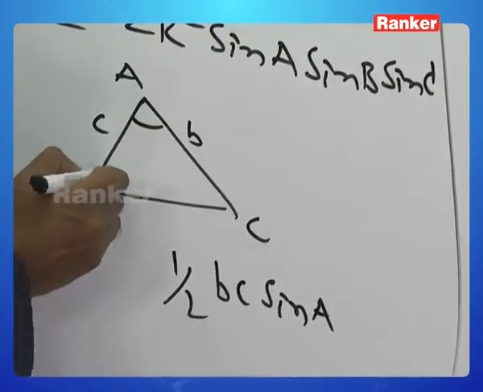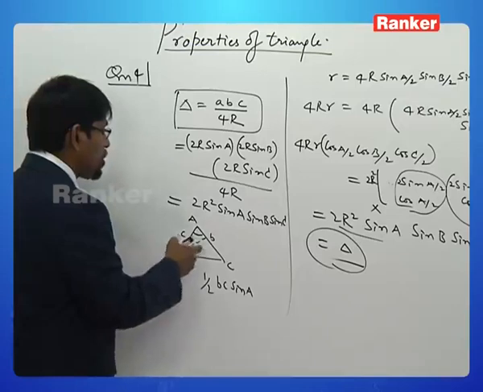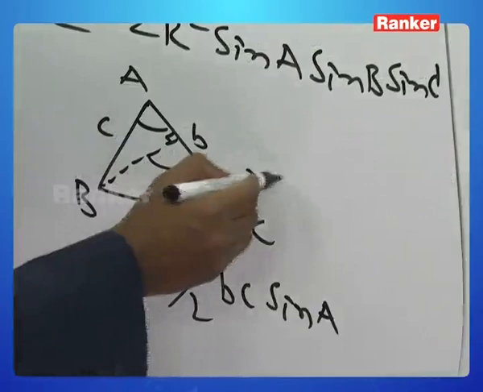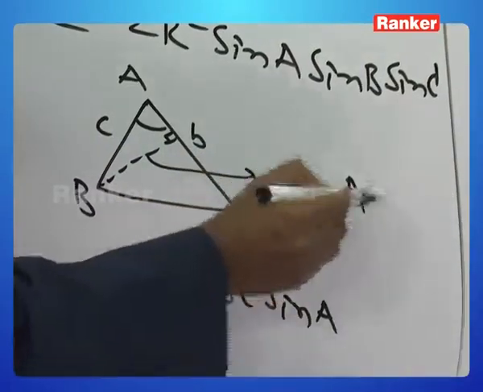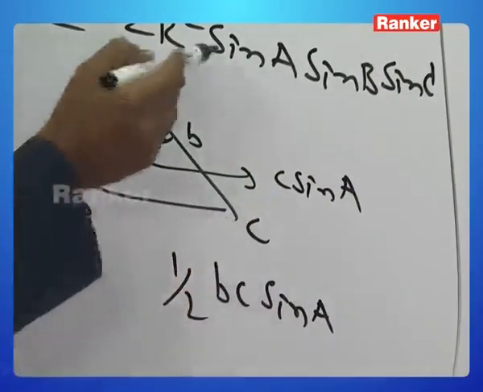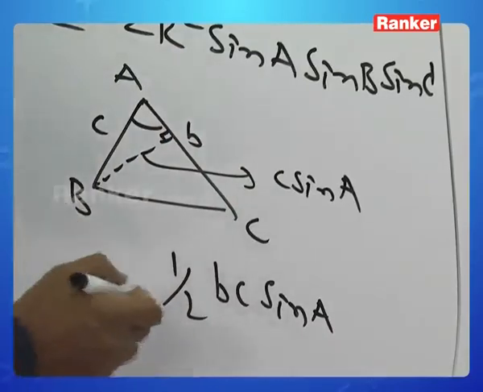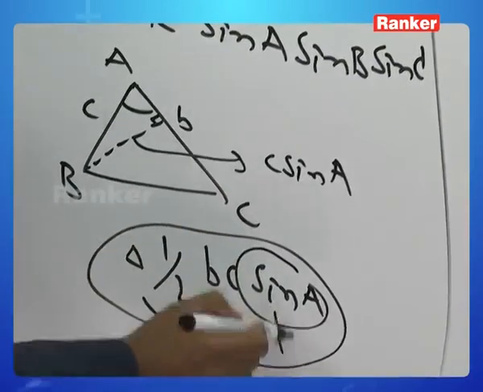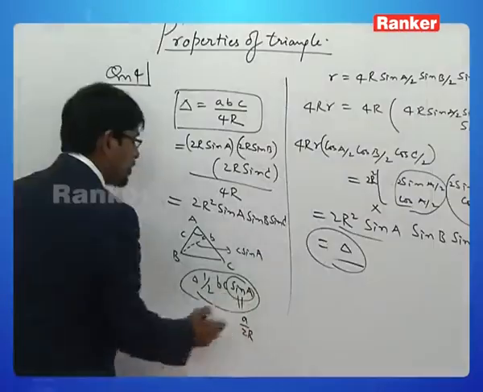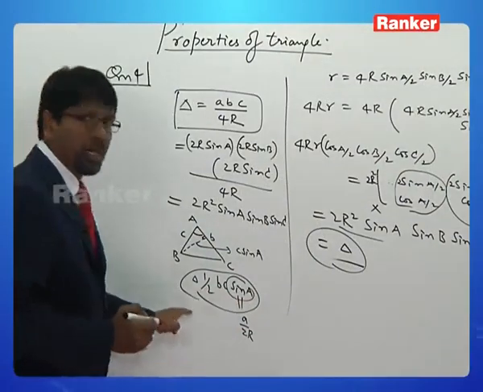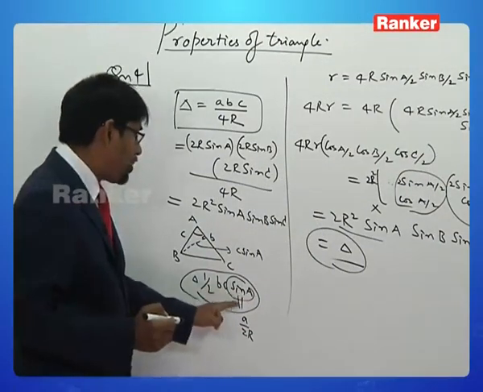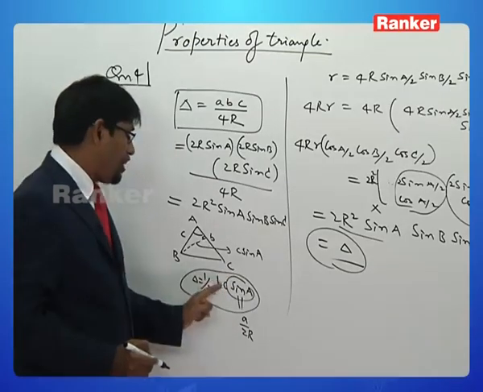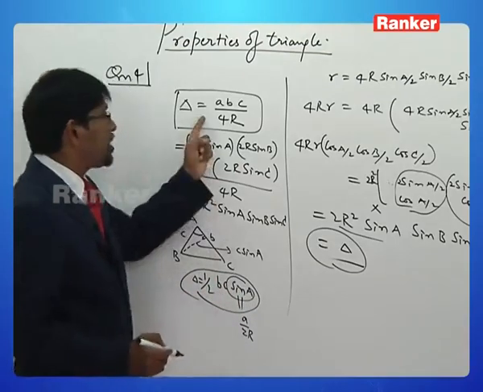How is that? Just look at this. You draw an altitude from B. What is that going to be? c sin A. This will be c sin A. So, half of the base into height, that gives us the area of the triangle. So, half bc sin A is your delta. But then the sin A can be replaced by a by 2r. So, sin A is a by 2r, so half bc into a by 2r makes it abc by 4r.